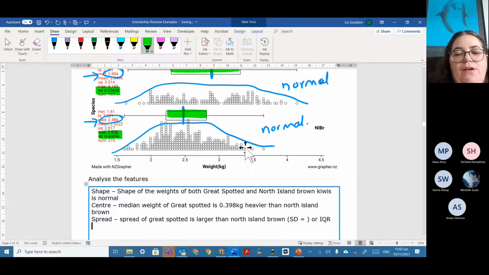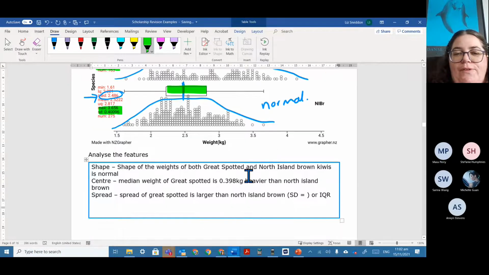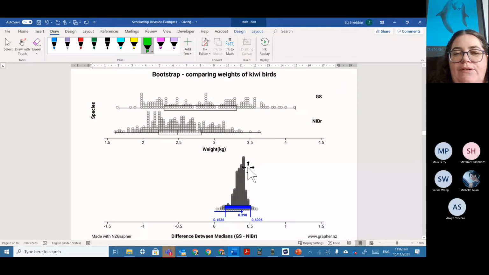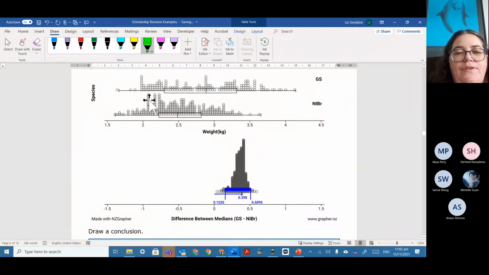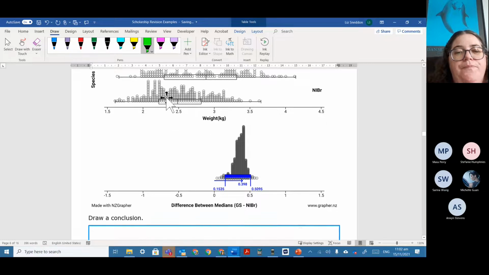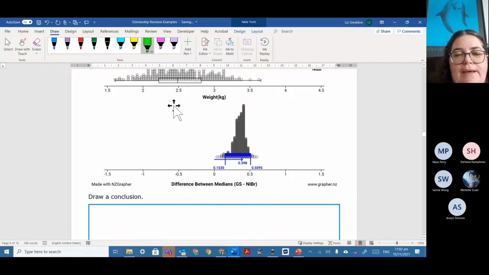Okay. So then we want to think about our conclusion. Now when we do our conclusion, this is when we have our bootstrap distribution. So let's have a look at our graph here. Now the graph at the top is just the same dot plot box and whisker graph that we had before. So it's the second part, which is the bootstrap part.